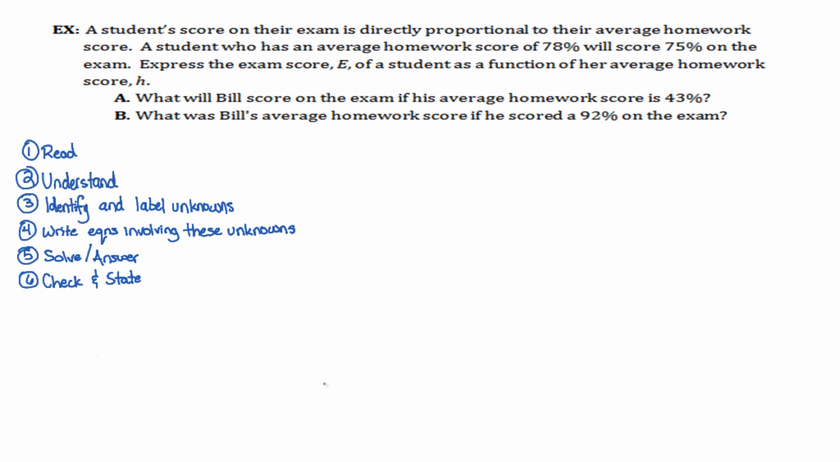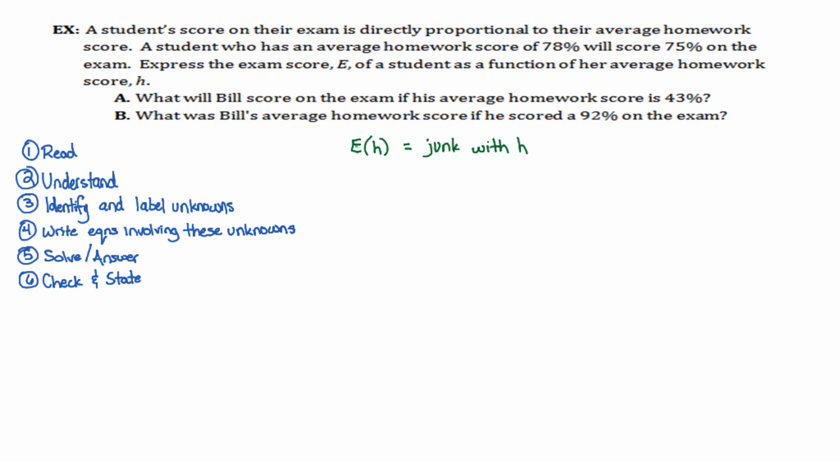Alright, so like I said, a student's score on their exam is directly proportional to their average homework score. A student who has an average homework score of 78% will likely score 75% on the exam. Now, they want us to express the exam score as a function of their homework score. So in other words, we want E equals some junk with H. That's what expressing the exam score as a function of homework score means, that E of H is equal to some junk with H.